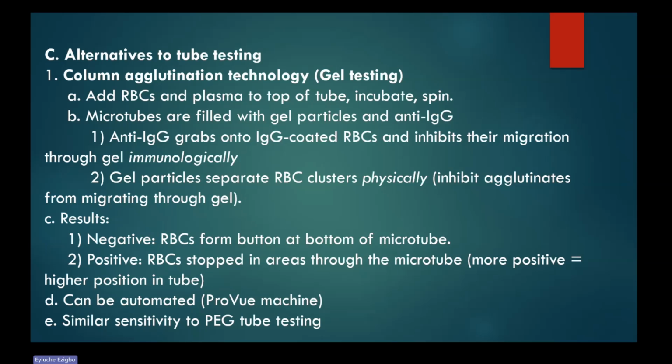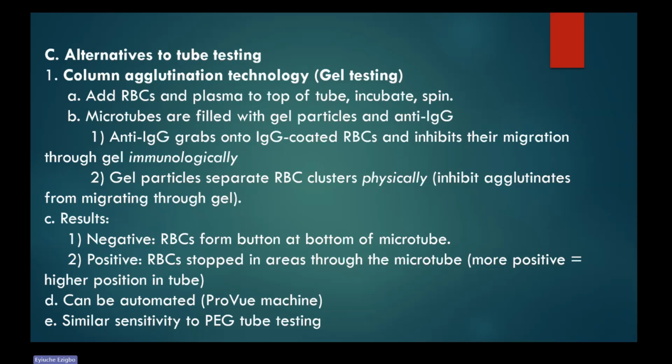If there's a reaction, they don't go down the capillary tube. They stay at the top position because a reaction has occurred, agglutination has occurred, and they can no more freely move down the gel. So the result is positive. For a negative result, red blood cells form a button at the bottom of the microtube.